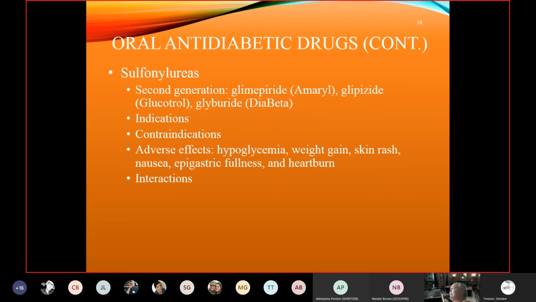Others, we have sulfonylureas. These are the second generation ones, glimepiride or amaryl, glipizide, which is glucotrol, and glyburide, which is diabeta. It can be used in conjunction with metformin. They should not be used in patients with advanced diabetes dependent on insulin. Once you start insulin, this medication is stopped. It's contraindicated, of course, in hypoglycemia or any conditions that might predispose to hypoglycemia.